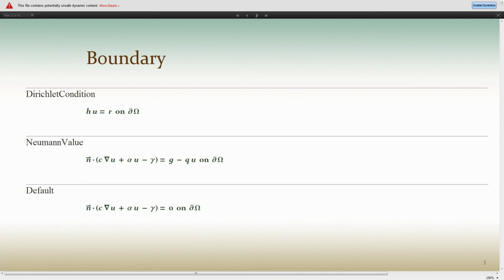If you do not specify anything on the boundary, that defaults to a Neumann zero boundary condition, which means basically, yeah, you have an insulating wall, for example. That's what Neumann zero means. So not specifying anything means Neumann zero boundary condition.